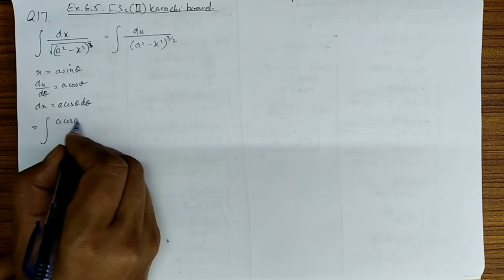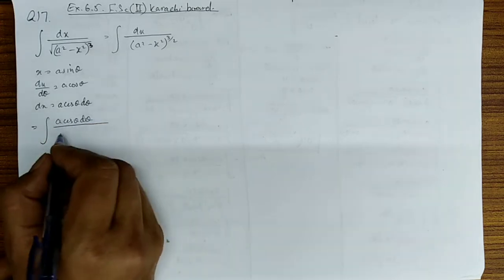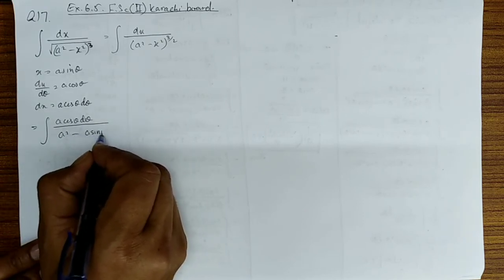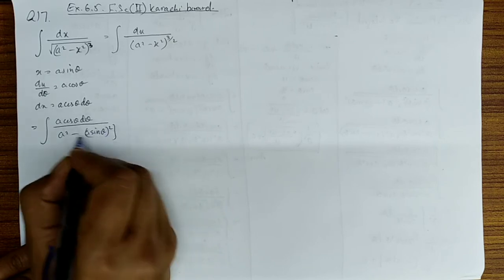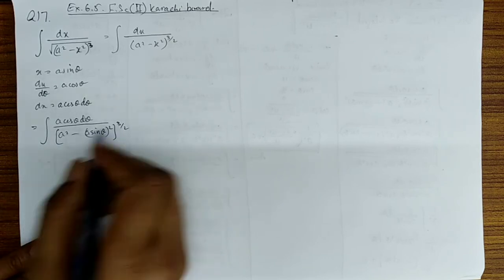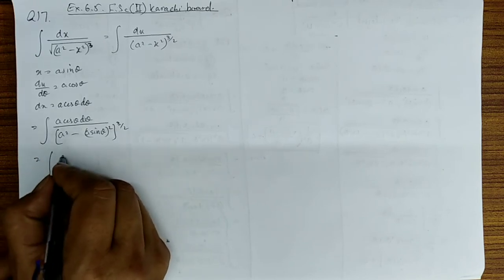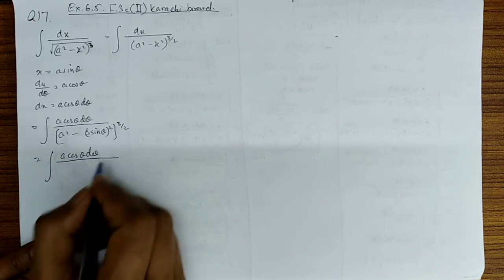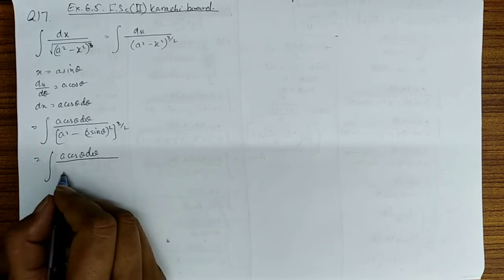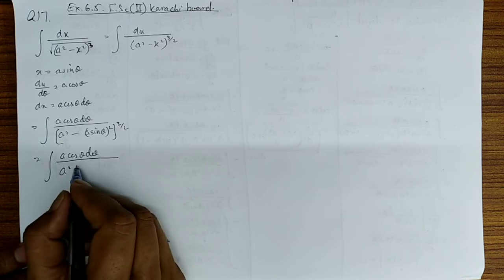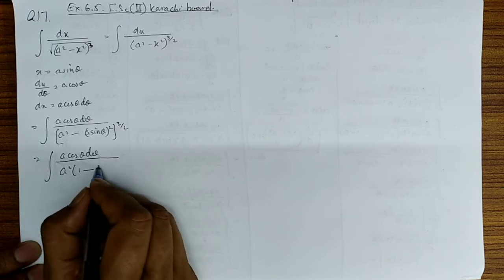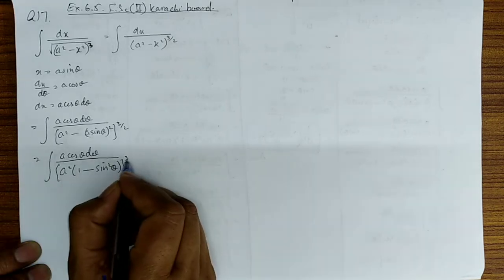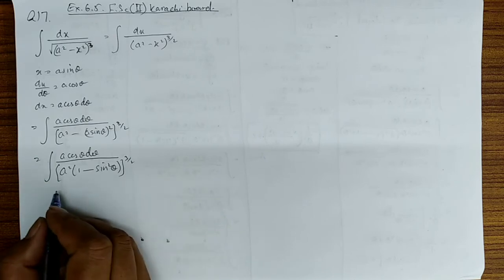And now by inserting the values of dx and x into the original condition, that will be a cos theta d theta whole divided by a square minus a sin theta whole square, power 3 upon 2. So by taking a cos theta d theta whole divided by a square into 1 minus sin square theta whole power 3 upon 2.